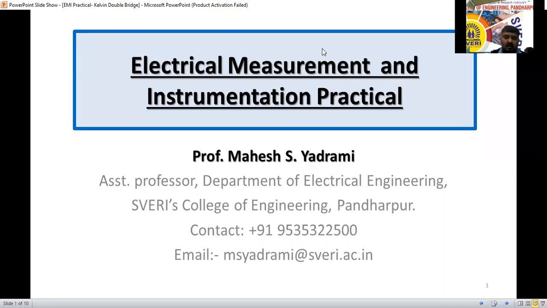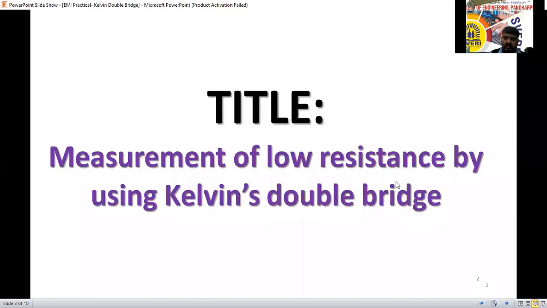So the practical is on, that is experiment number, how many experiments are over? 4, no? 4 experiments are already over. That is Wheatstone bridge, unbalanced, balanced, and measure. This is experiment number 5, that is measurement of low resistance by using Kelvin bridge.